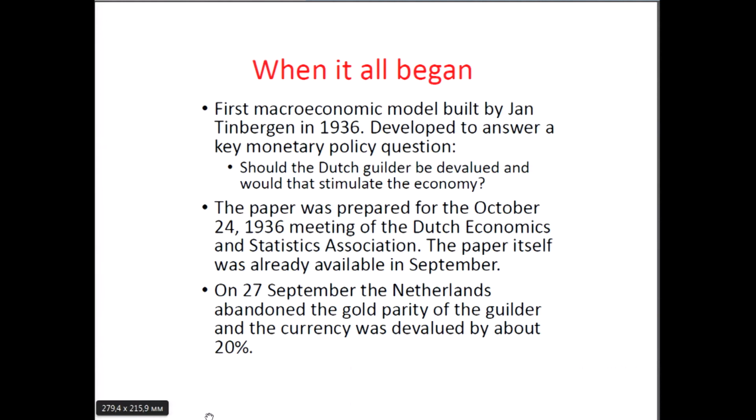But what's interesting is the paper was available before it was presented and evidently available to the powers that be in the Netherlands. And so on 27th of September that year, 1936, the currency was devalued. The guilder went off gold by 20%. So in some sense, it was an analysis that was based on the model. Now, we never know, you never know to what extent the models or the theory guide policy. In fact, that's one of the things I want to talk about, but I think there's a good chance this had an effect.